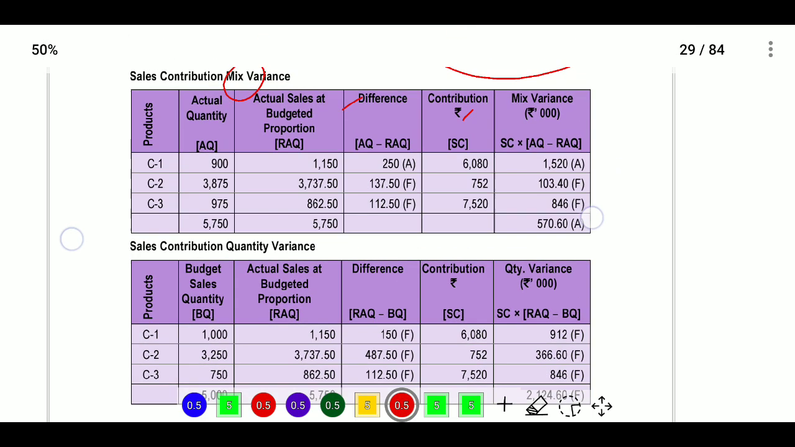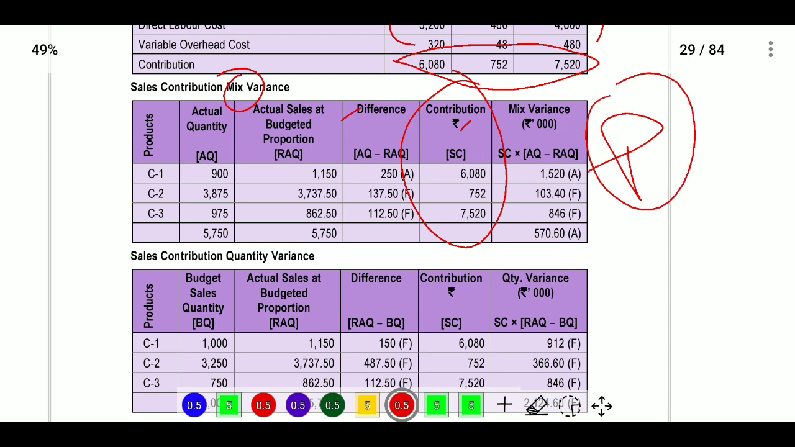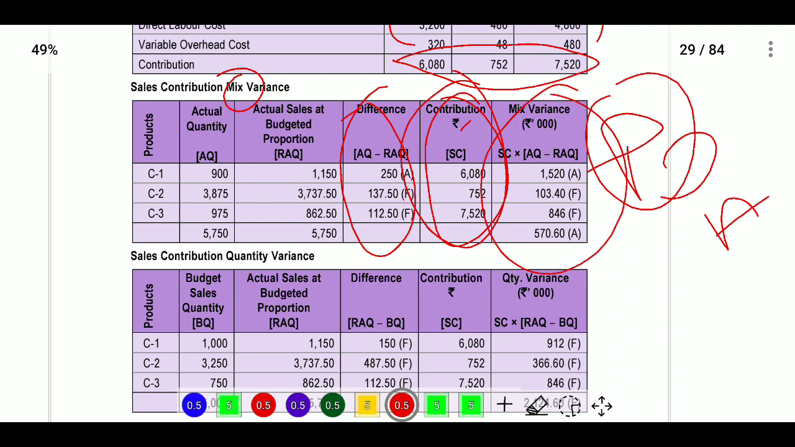What we want is the price sales contribution on the base of contribution. What contribution will we take? Standard budgeted contribution, or standard contribution. Whenever we include price, we will take the standard only. Whenever quantity is included, then we will take the actual position. From the first problem we are discussing the same. Now we will get the difference and multiply with contribution, and we will get the mix variance.